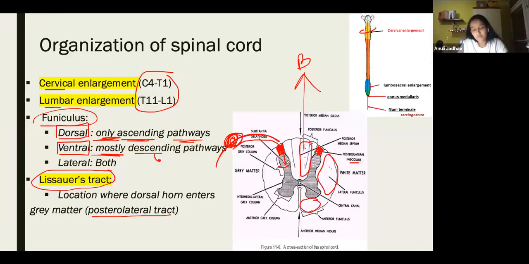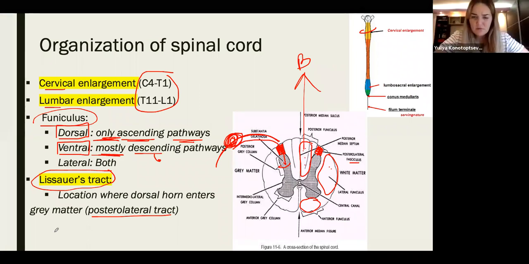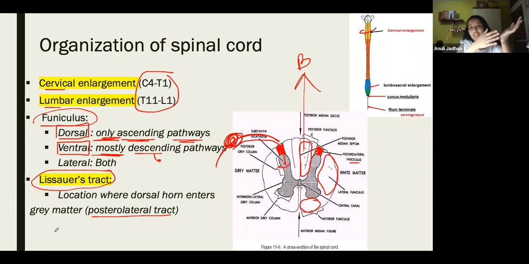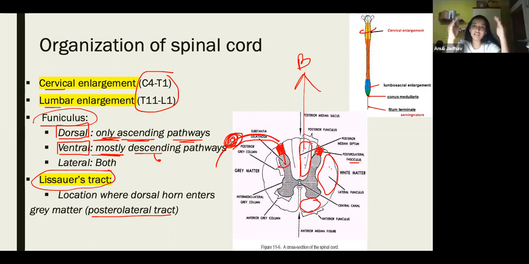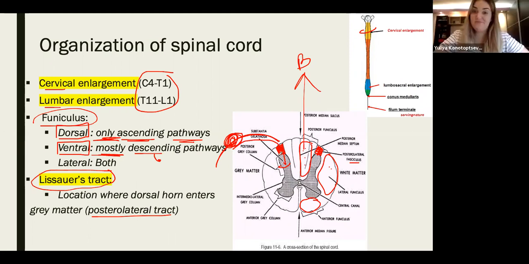Why is that different? Isn't that the same thing that the other axons also do? What do you mean, other axons? All the axons on the posterior side will be ascending and going to synapse in the gray matter, right? Yes, yes.